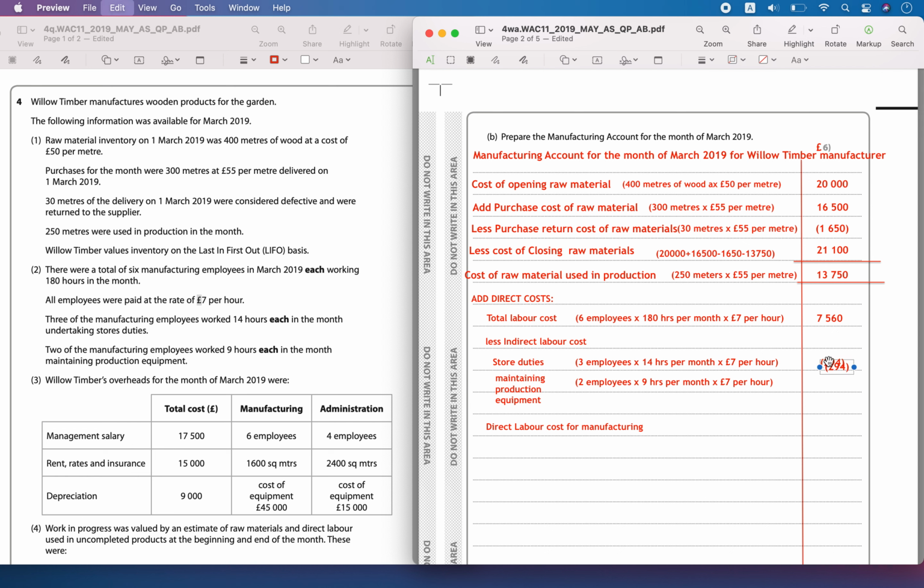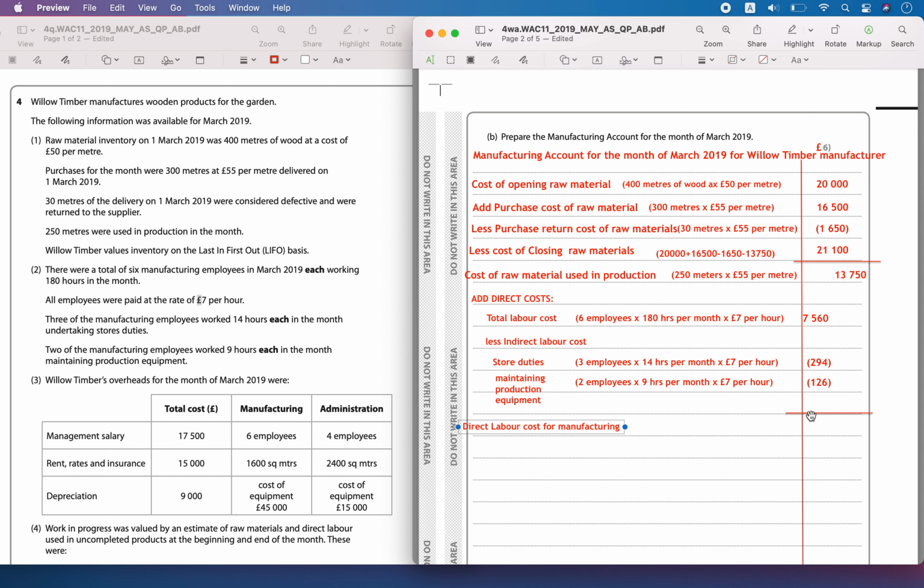And the next one, 2 into 9 into 7, is equal to 126 pounds. Now let's calculate the direct employee cost, the direct labor cost, which only you will include. That cost you will add along with your cost of production, the cost of raw materials used in the production.